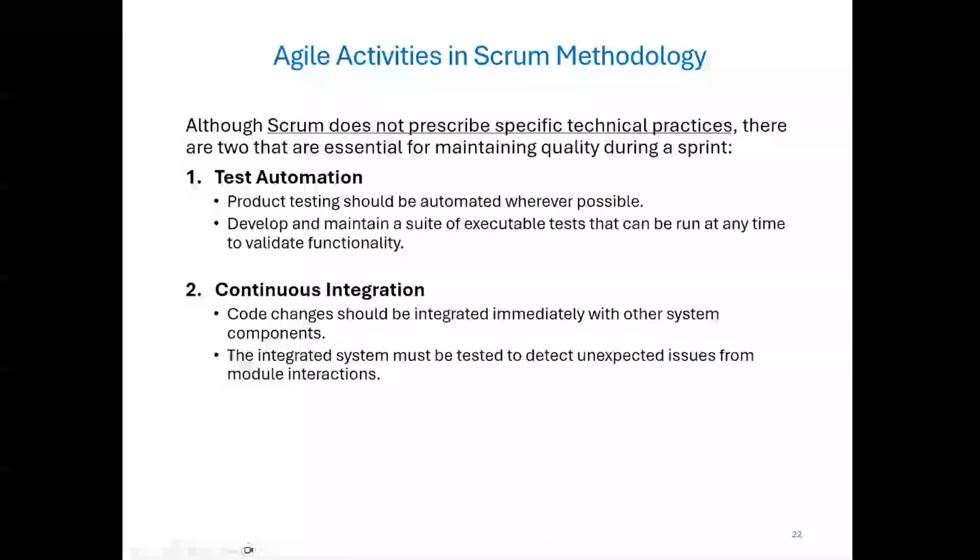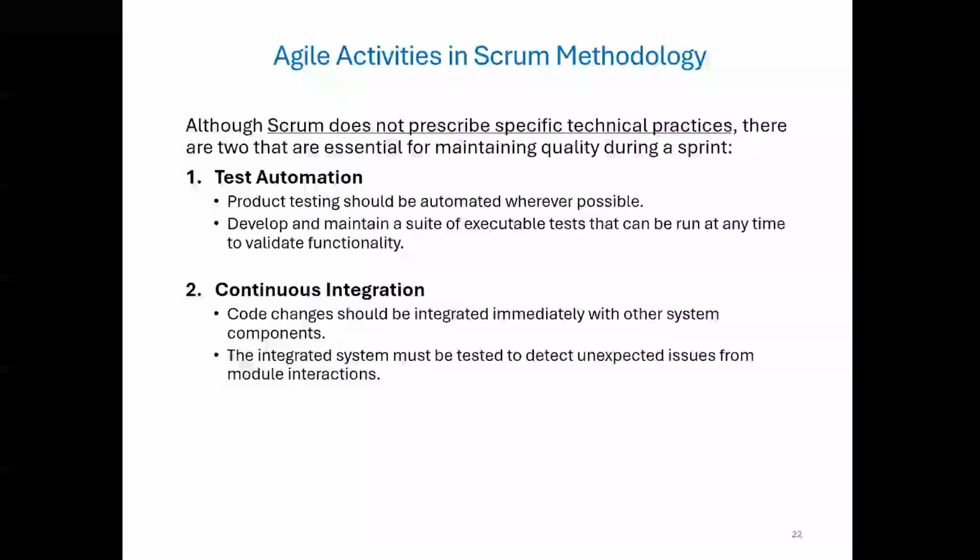Now, even though Scrum itself doesn't require any specific technical practices, there are a couple of things that are really important if you want to maintain high quality during development, especially with a fast moving sprint. Let's look at the two main ones: test automation and continuous integration. First, we have test automation.